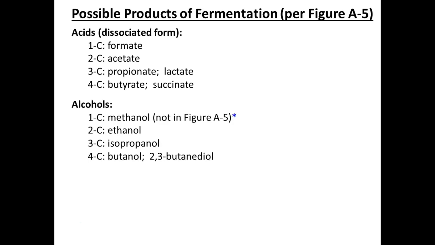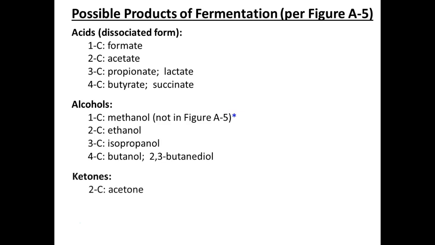Alcohols, notice they all end in -ol, right? Methanol, ethanol, which is one we like. Isopropanol, I wouldn't suggest drinking that one. Butanol, something we usually burn, right? And a relative of butanol, the 2,3-butanediol, right, that sometimes can be produced, and that's what our VP test tests for.